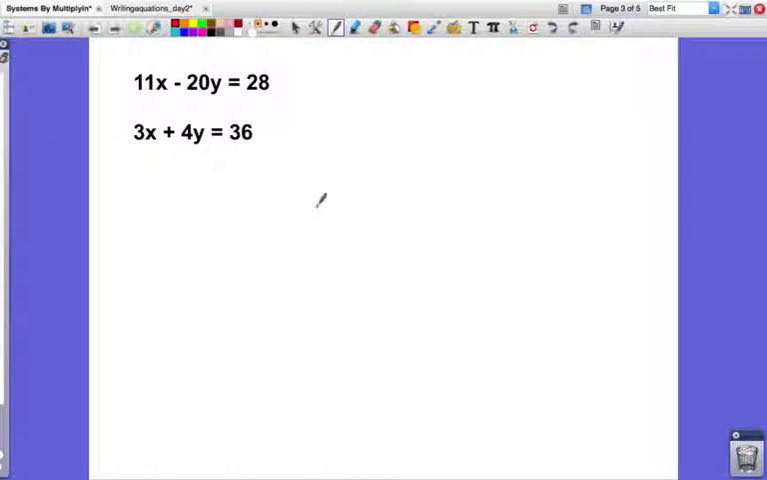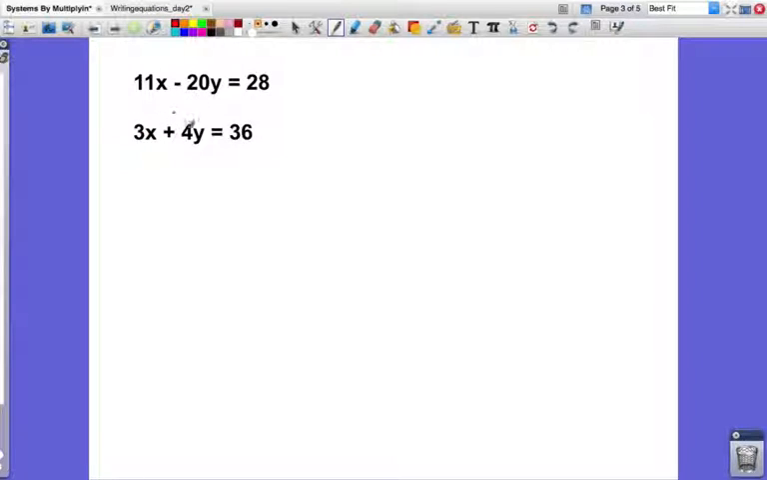So I have 11x minus 20y equals 28, and 3x plus 4y equals 36. I need to figure out, because if I combine these two, I can't eliminate anything right away. I don't have the same coefficient here. But I need to ask myself, is there a number that I can multiply this equation by, or this equation by, so that I do have the same coefficient?